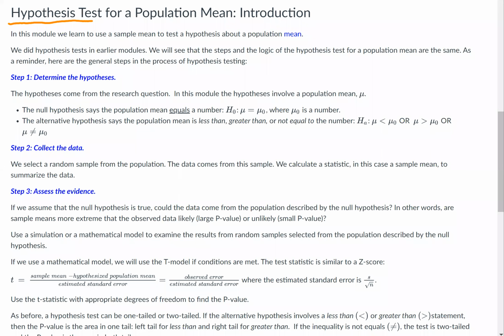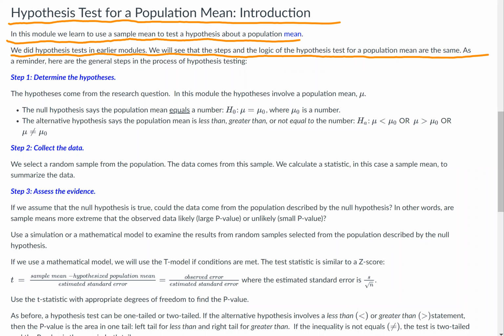Now we will introduce the idea of hypothesis test for a population mean. In this module, we'll learn to use a sample mean to test a hypothesis about a population mean. We did hypothesis tests in earlier modules. We'll see that the steps and the logic of the hypothesis test for a population mean are the same.